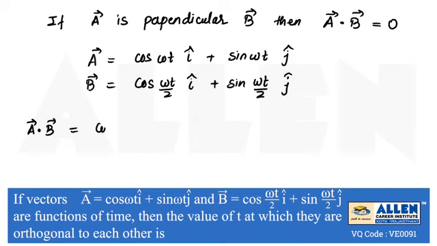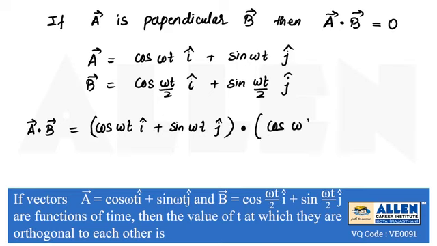So the given vectors can be rewritten as cos omega t i cap plus sin omega t j cap. This is A vector. We will take the dot product of this vector with the other vector, cos omega t by 2 i cap plus sin omega t by 2 j cap, and with the help of the conclusion that the coefficients of i cap, j cap and k cap can be directly multiplied for finding the dot product, we will use that.